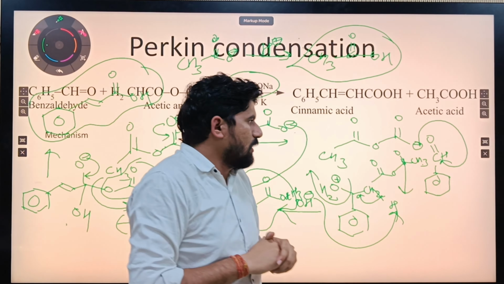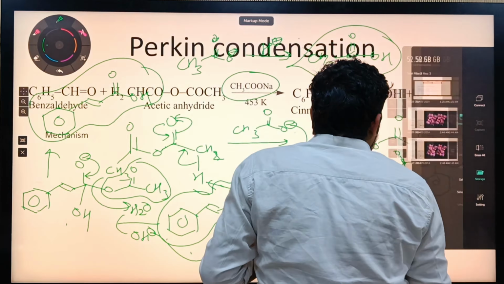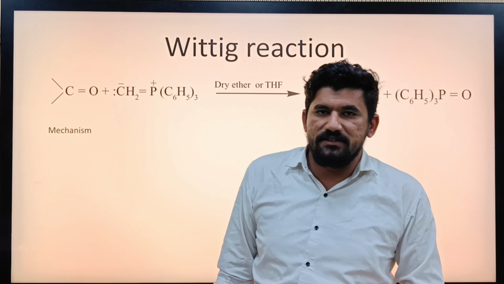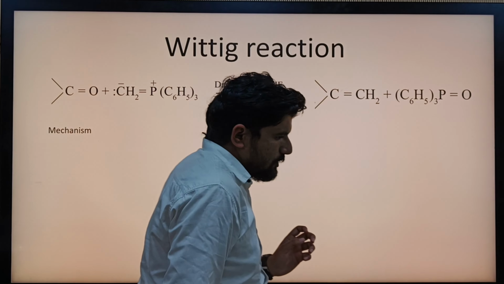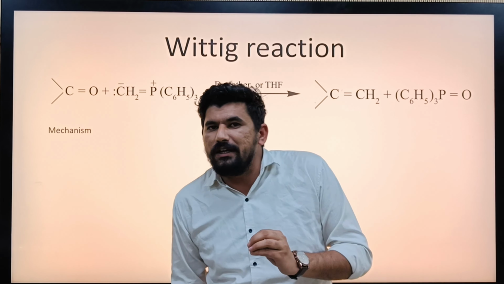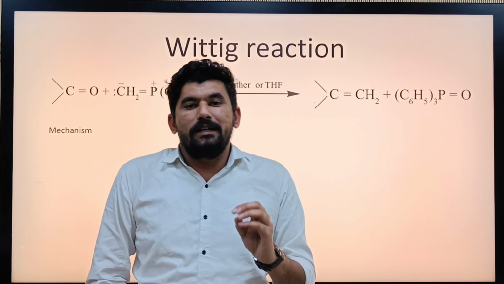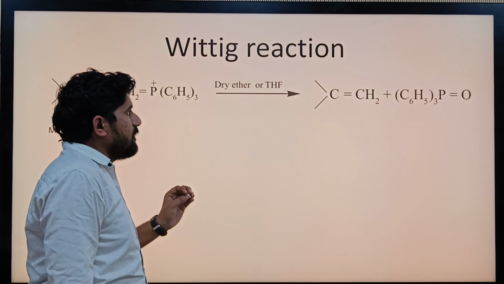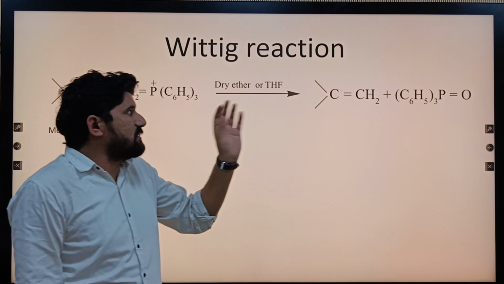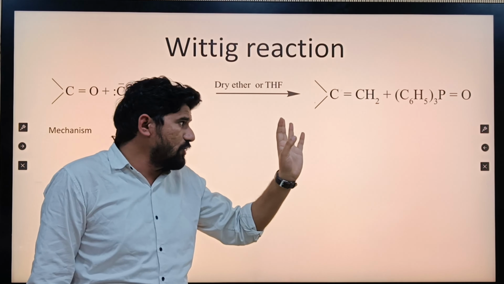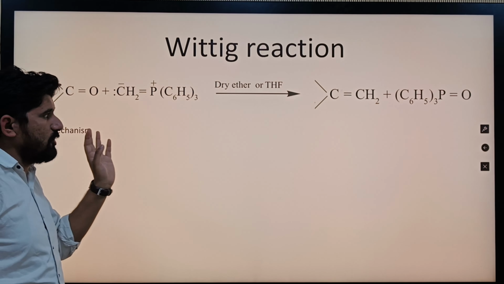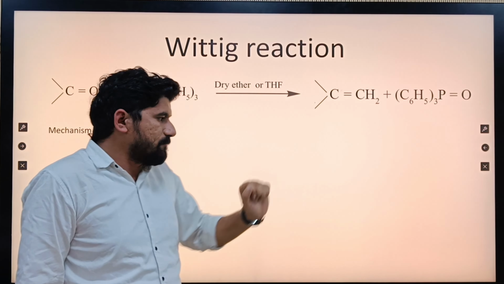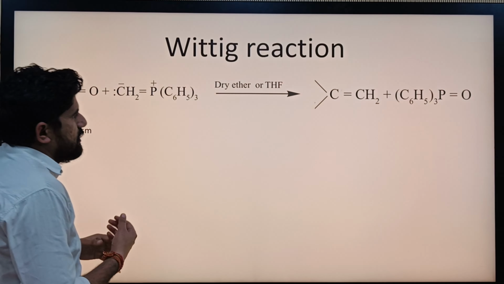We have another reaction, the Wittig reaction. It is a most important reaction for CSIR NET, or you can say GATE, IIT JAM. So in the Wittig reaction we have a carbonyl group, and we have phosphonium ylide. In the presence of diethyl ether or THF as a solvent. So in this reaction, the carbonyl group is converted into an alkene. So let's see what is the mechanism behind this reaction.